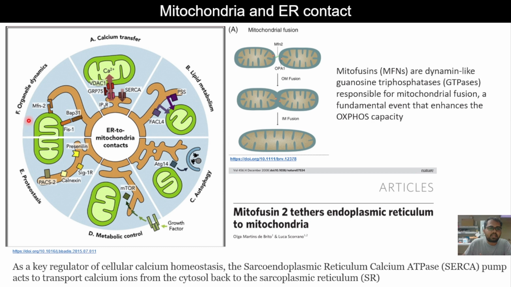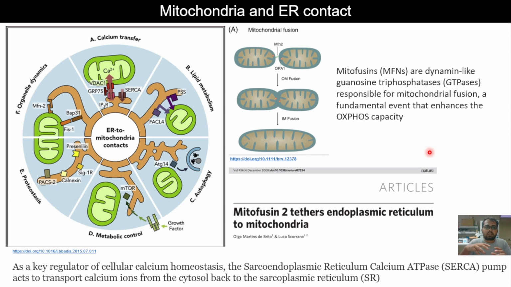So what exactly is this MFN2? MFN2s are dynamin-like guanosine triphosphatases, or especially GTPases. They use GTP as an energy source and are responsible for mitochondrial fusion, which is a fundamental event to fuse mitochondria and enhance the OXPHOS activity, the capacity of the mitochondria.